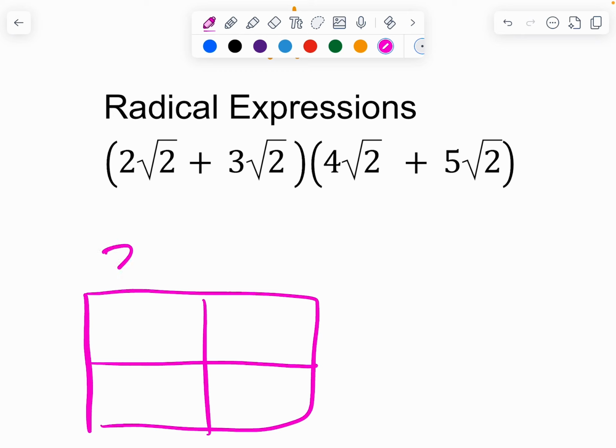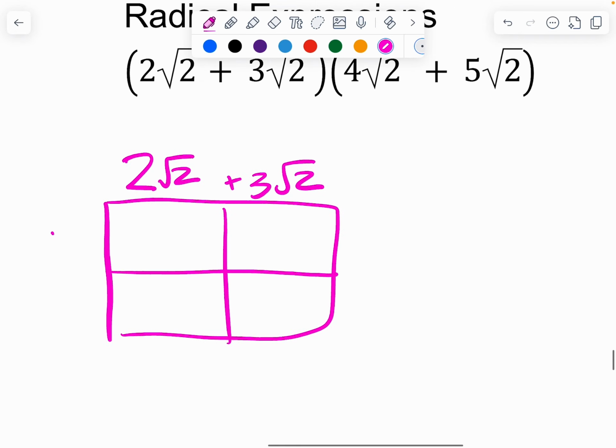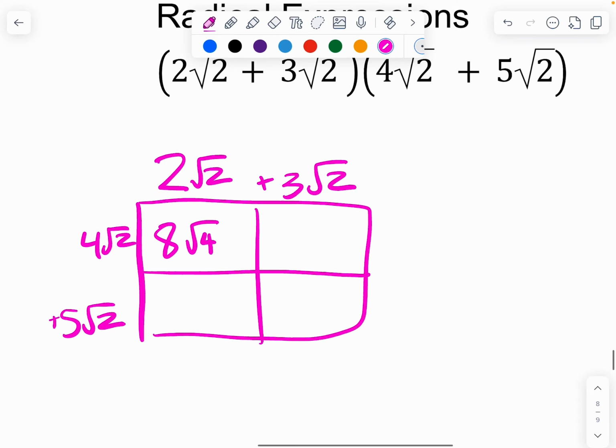2 radical 2, 3 radical 2, 4 radical 2 plus 5 radical 2. This would get me, let's see, 8 radical 4. This would get me 12 radical 4. This would get me 10 radical 4. This would get me 15 radical 4.